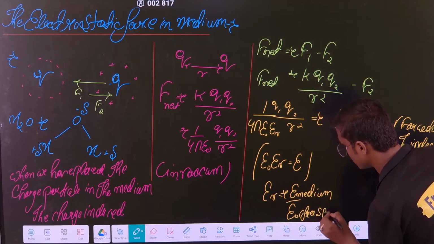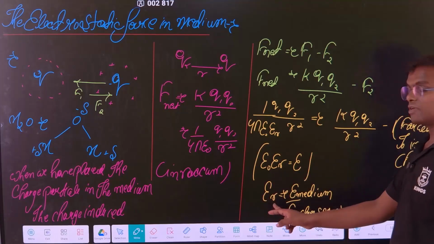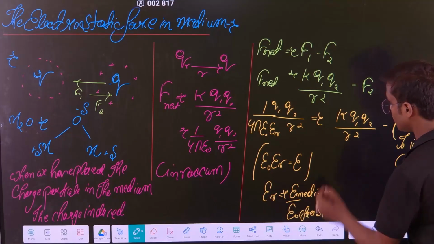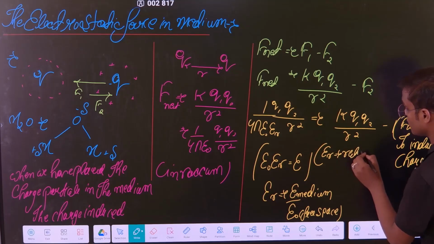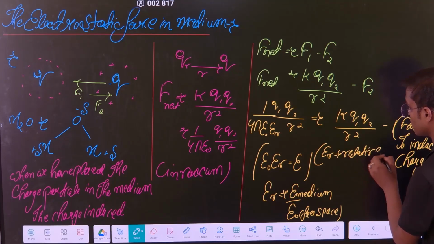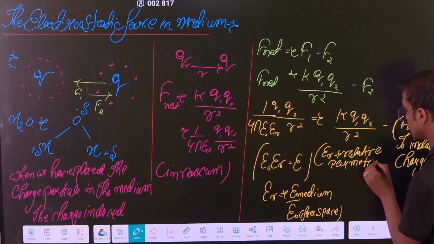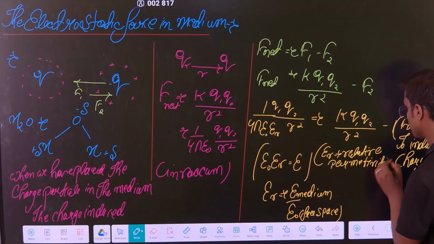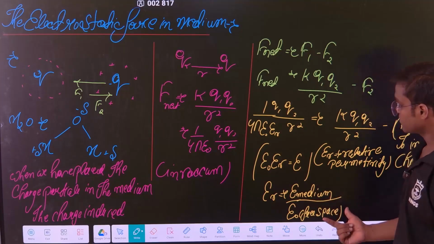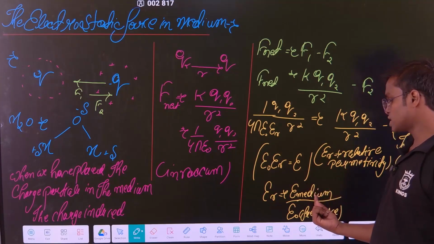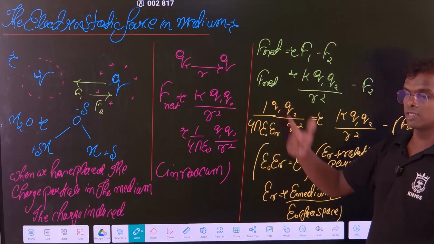I told you in the earlier class also. So this is called the relative permittivity. So what is epsilon r? It is the relative permittivity. This is the epsilon of the medium, and this is epsilon naught. Now you tell me, the epsilon of a medium will always be greater than epsilon naught of free space. So epsilon r is always greater than 1, correct?